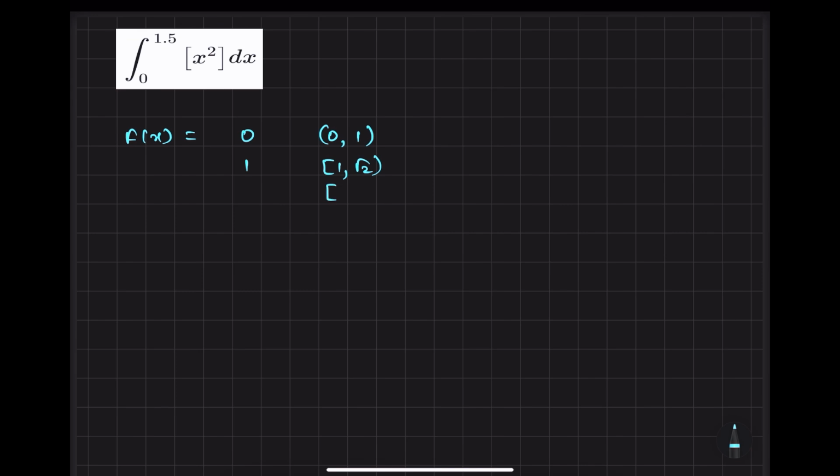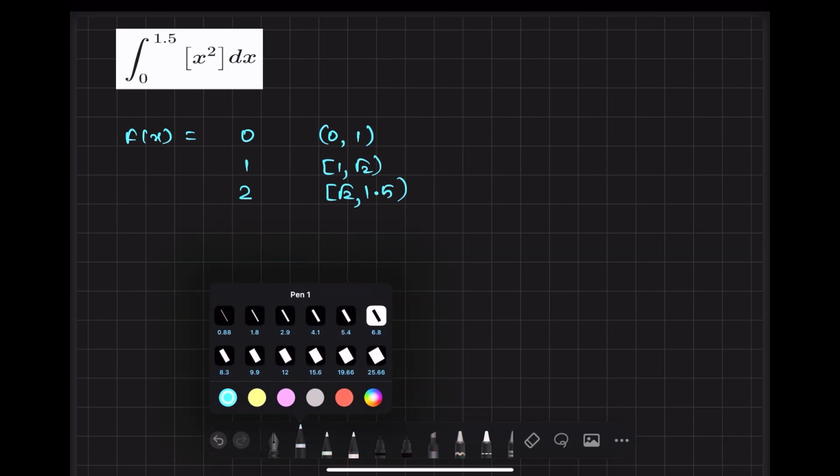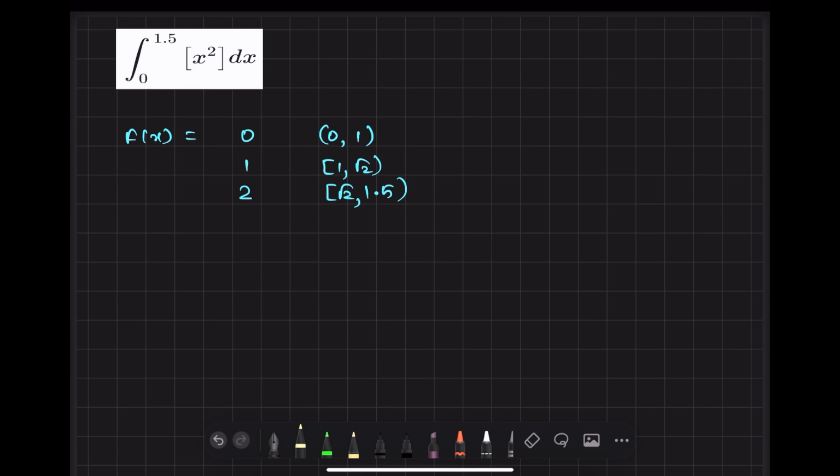Next, from root 2 to 1.5, in this region you will have output as 2. I hope till this part you guys are okay. Now we will solve the situation.